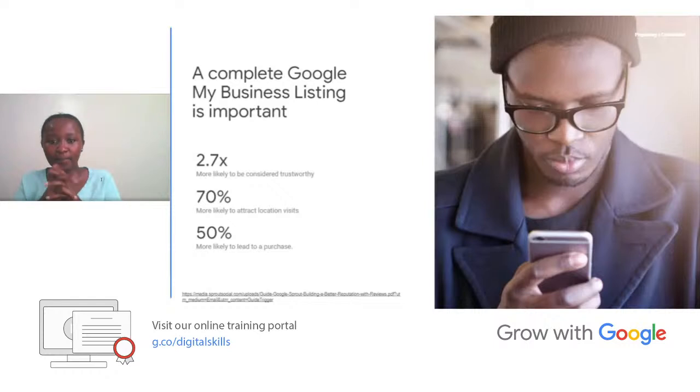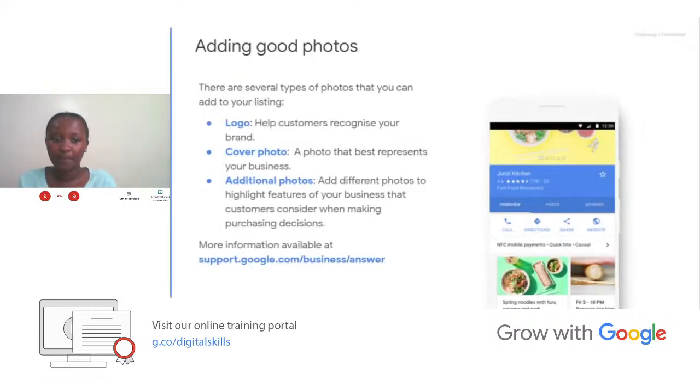The two most important photos that you should have on your listing are, of course, a logo, which will help customers recognize your business, and a cover photo, a photo that best represents your business. Also, additional photos. You can add different photos to highlight features of your business that customers consider when making purchasing decisions. Maybe if you're having an event, you can take photos of that event and share them. Maybe you're adding a new product or a new service to your business. You can share photos of your customers getting that product or enjoying that particular service, and you can share them on GMB.